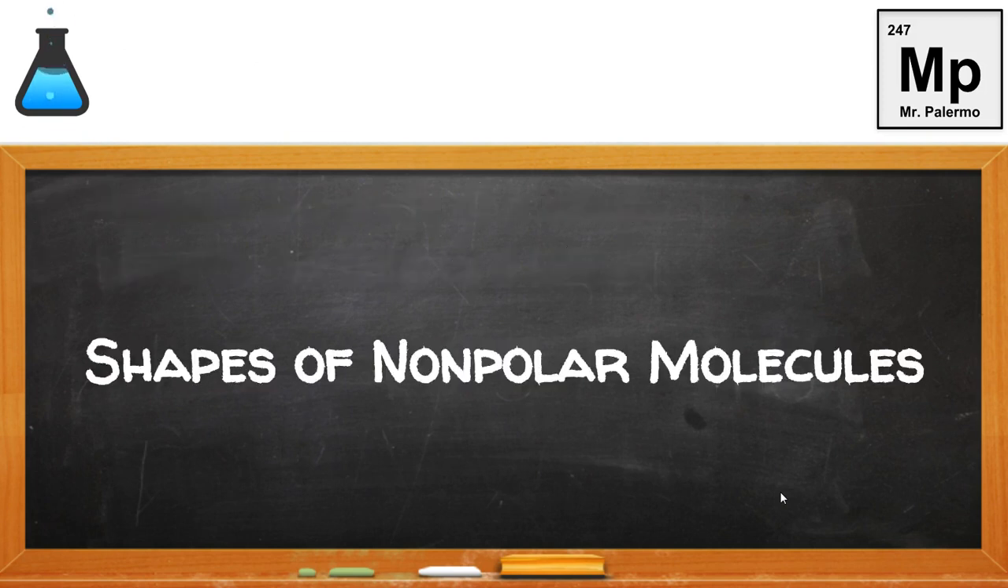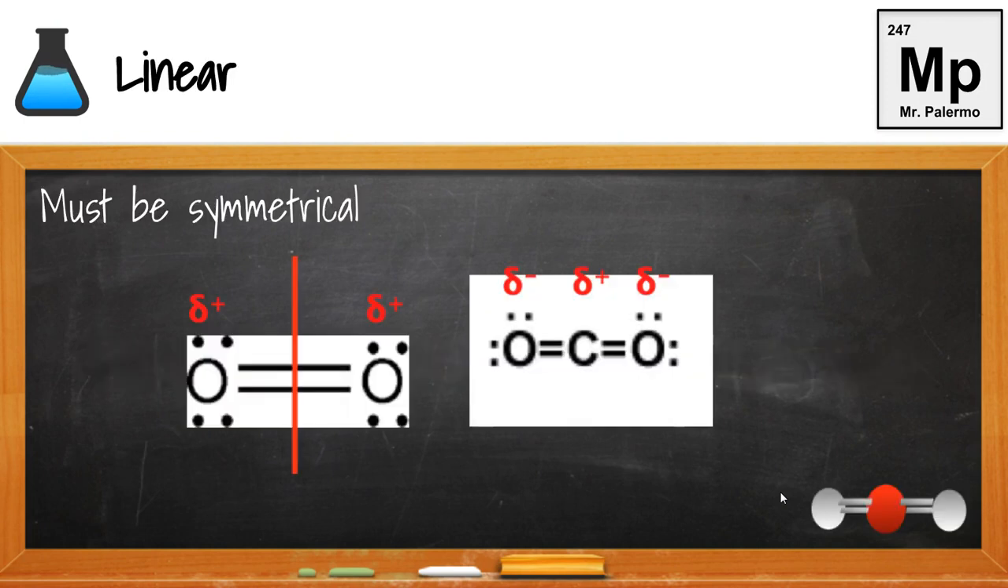Now let's look at the shapes of nonpolar molecules. For a molecule to be linear and nonpolar, it must be symmetrical. So, as in the case for oxygen or carbon dioxide, you can see it's the same on both sides here, and for carbon dioxide, it's a mirror image, or the same on both sides. So they're both symmetrical. In this case here, it's a nonpolar bond, and so there is no distribution of charge.